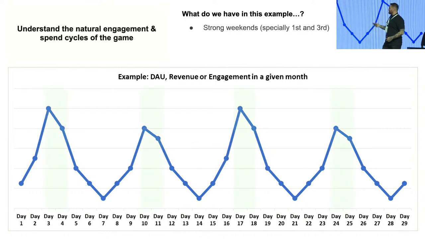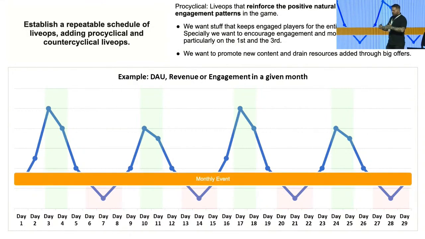Imagine this example. In this example, we have strong weekends, especially the first and the third, because that's when money comes in for a lot of people in the US. And we have very low performance in the middle of the week. So then we're going to try to establish a repeatable schedule of live ops.